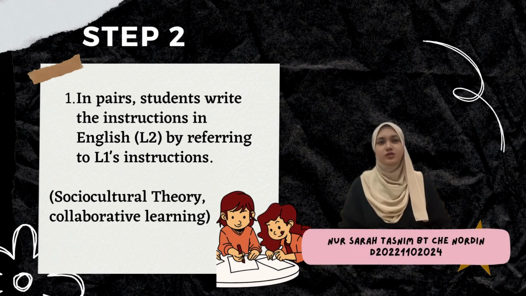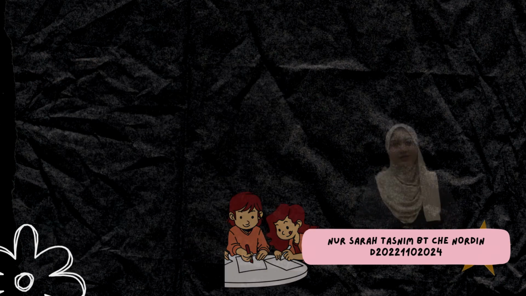In pairs, students write the instructions in English L2 by referring to L1's instructions which are in Bahasa Melayu. This step is related to collaborative learning. This is because the socio-cultural perspective used proposes that learning is based on interacting with other individuals. After interacting with others, the learning is integrated at the personal level. In this step, students may interact using English when sharing and exchanging their opinions and thoughts about the task given.